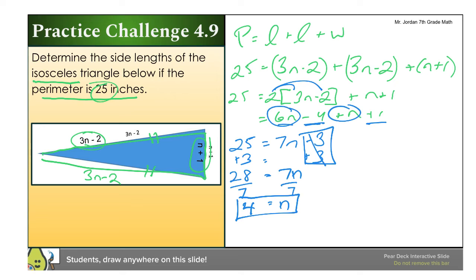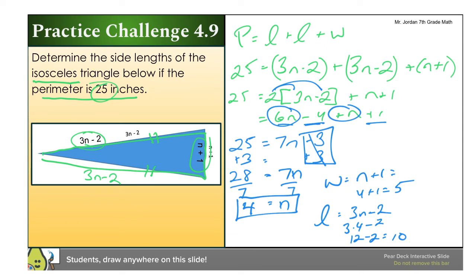That is not the length of each side. So my width is n plus 1, which should be 4 plus 1 is 5. And my length is 3n minus 2. So 3 times 4 minus 2, 12 minus 2 is 10.